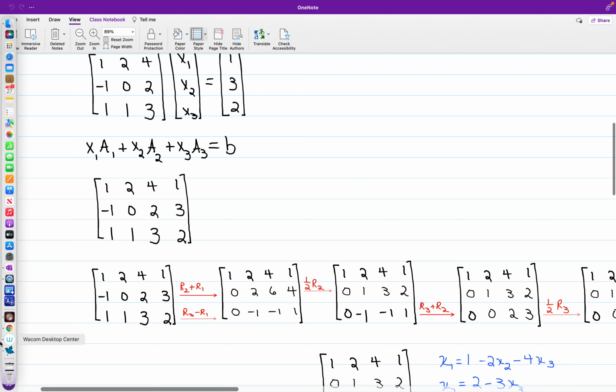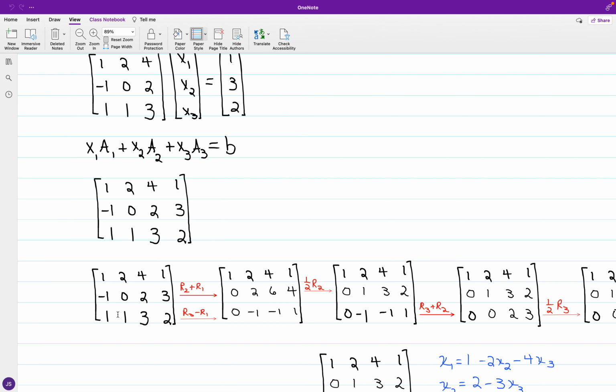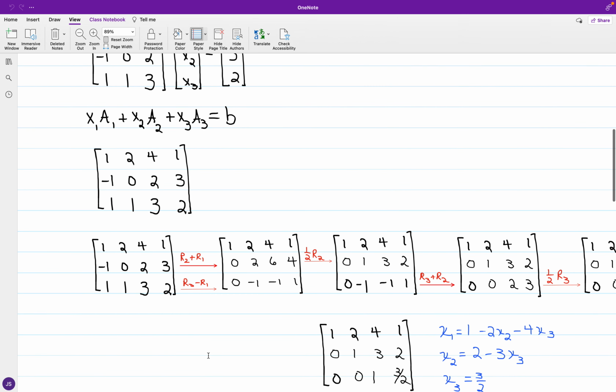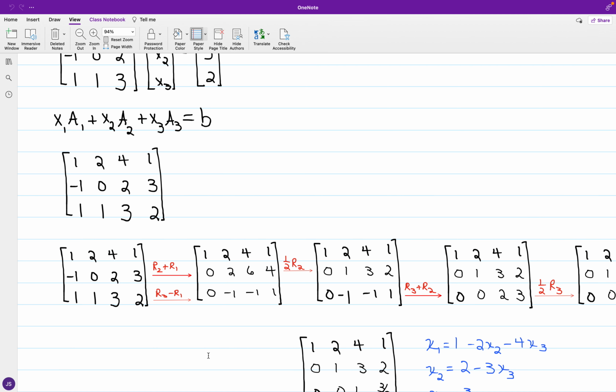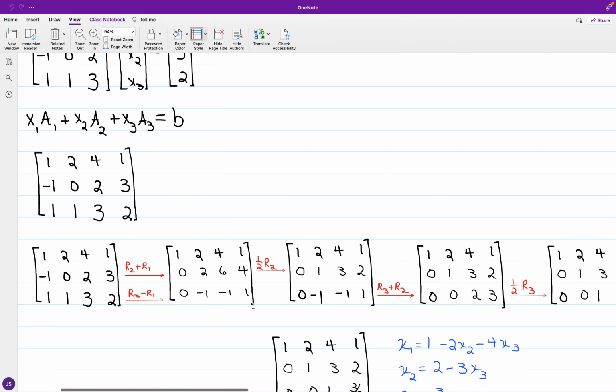Okay, so I want the first column to consist of 1, 0, and 0. So if I add R2 and R1, as well as take the last row and deduct the elements from the first row, while the first row remains fixed at 1, 2, 4, 1, we have with the second row, after adding the first row elements, 0, 2, 6, 4. And for the third row, after deducting the first row elements, we have 0, -1, -1, and 1. Just looking at the diagonal pattern, I have 1 in the upper left-hand corner.